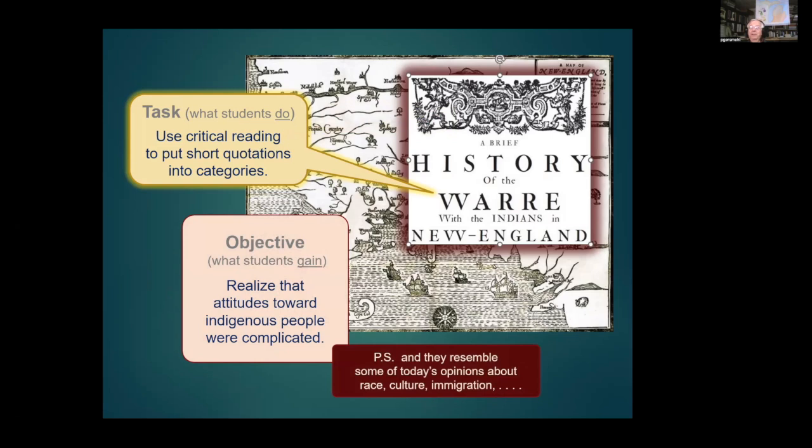And they resemble some of today's opinions that you can find out on the internet about race, about culture, about immigration. So it gives you a nice backdoor way to talk about the fact that the colonies were not, back when America was great, a place where everybody thought the same. They didn't. They didn't think the same about a whole lot of things. And Davis mentioned that even at the time of the Revolution, there were a lot of competing opinions.